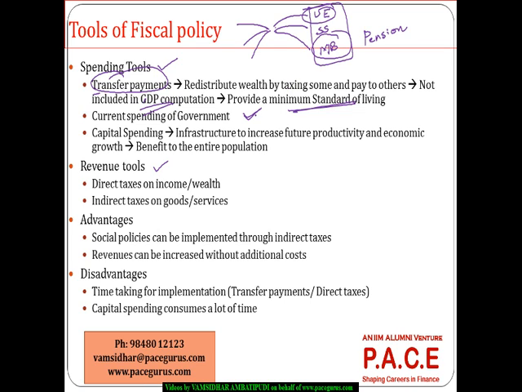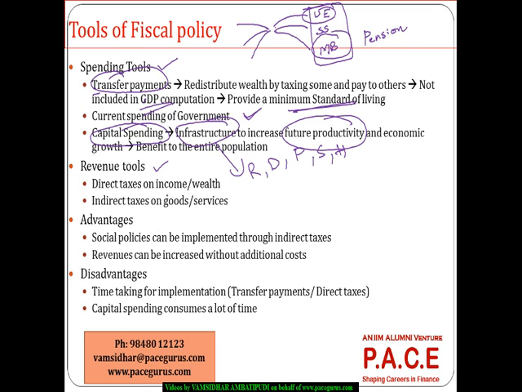Government can get into current spending on various activities, but along with that, it can very heavily get into capital spending. It invests in infrastructure, roads, defense, parks, schools, hospitals, a lot of things which will increase the future productivity, leading to economic growth, and it's a benefit to the entire population. So the government can come out with good spending tools which can increase the aggregate demand and even create employment opportunities in the future.